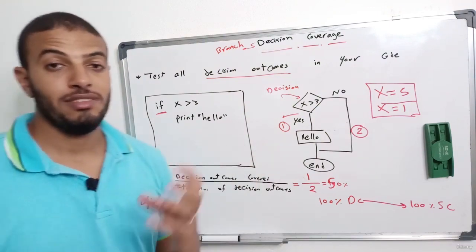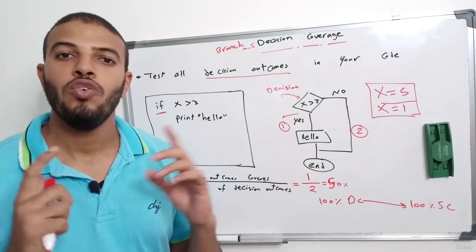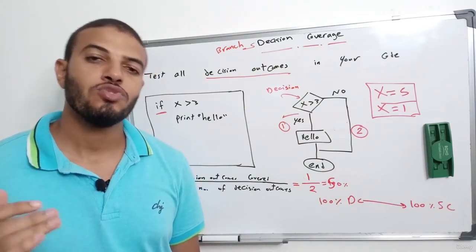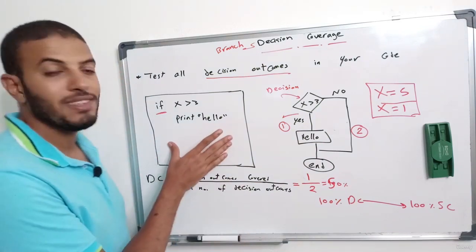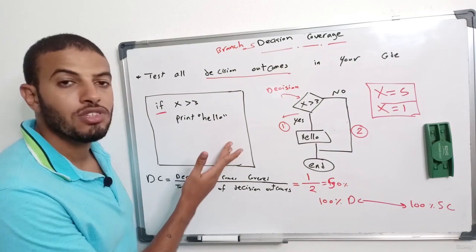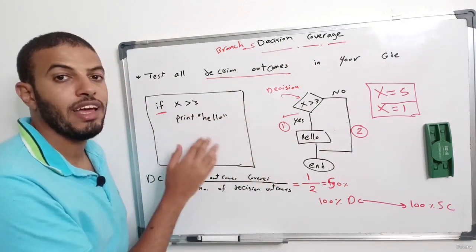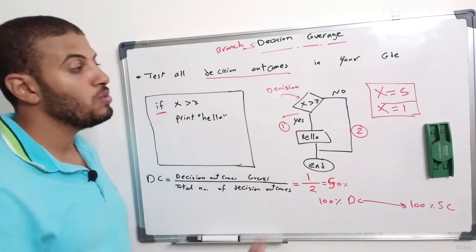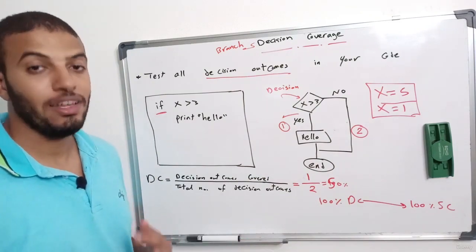Okay, which is better, decision coverage or statement coverage? Of course, decision coverage is better and more effective, and it is the most widely used technique in white box testing. Why? Because in this example, if we use statement coverage, it will say, okay, x equals 5, 5 is greater than 3, print hello, and it will stop. If there is any problem or any error in the code here or in any other place, it will not test it, it will not find it at all.